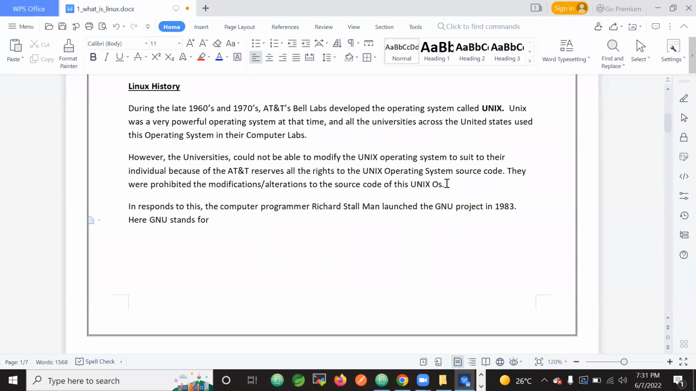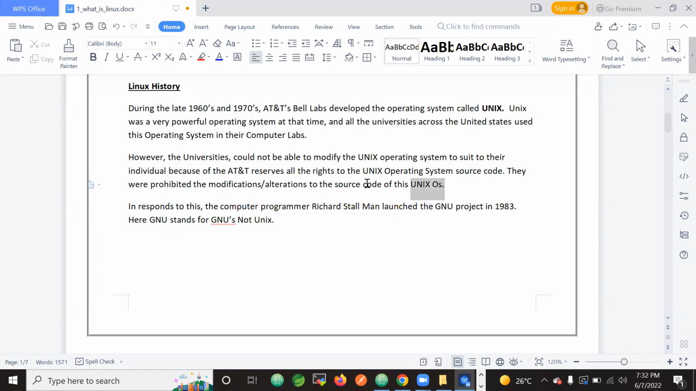In response to the Unix operating system, Richard Stallman launched the GNU project in 1983. So what is the meaning of GNU? GNU stands for GNU's Not Unix. You got it? G meaning GNU's, N meaning not, U meaning Unix. So it is not Unix.